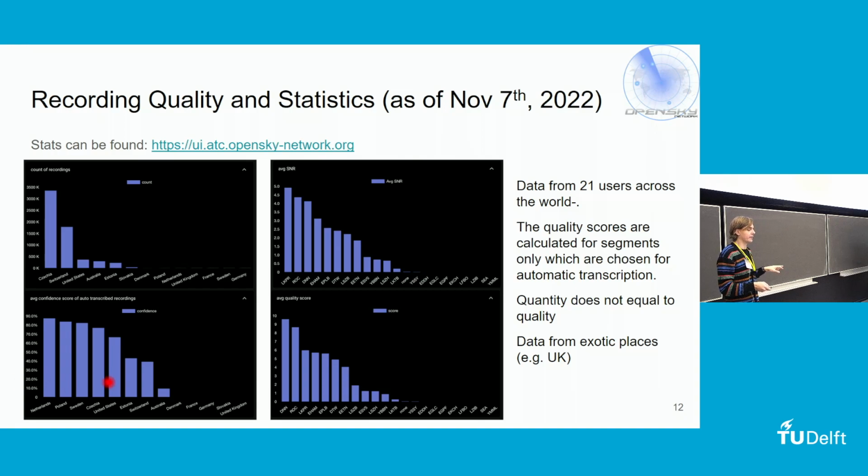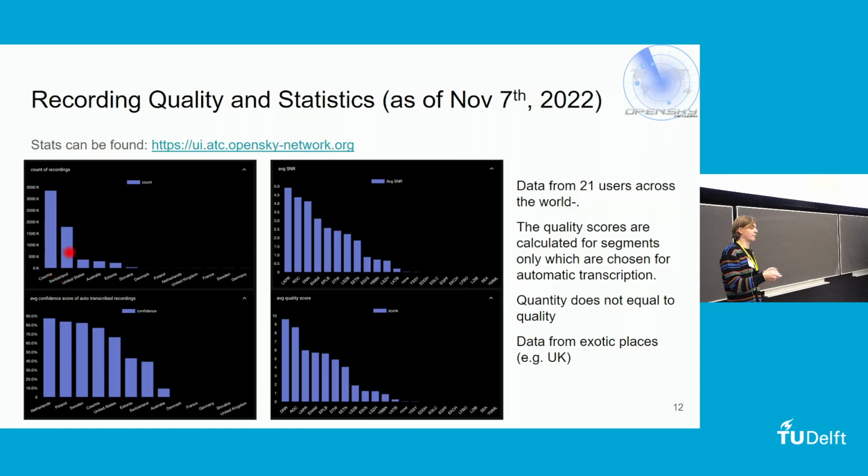And you see that the highest quality recordings come from Netherlands. I have a feeling that it might do something with TU Delft, but yeah, let's see. And then you see here that the quality does not equal quantity.